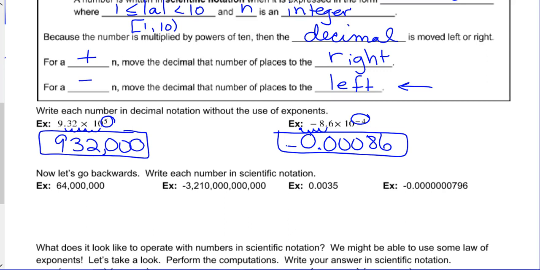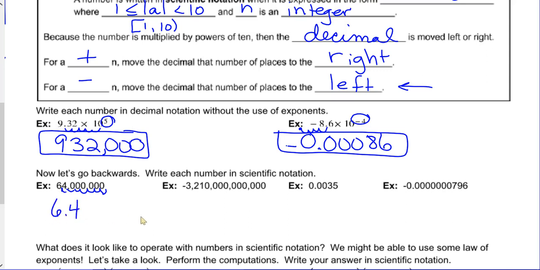Now, let's go backwards. Here, I want to take this large number and write it as a number between 1 and 10 times 10 to some power. Now this is a very large number, so that means that my power is going to be positive here. Now I need to move to where I get a number between 1 and 10. Well, if I move my decimal here, that's still a big number. So we're going to keep moving until right behind the very first digit, which is right here. And so if I move the decimal there, that means I can write 6.4.